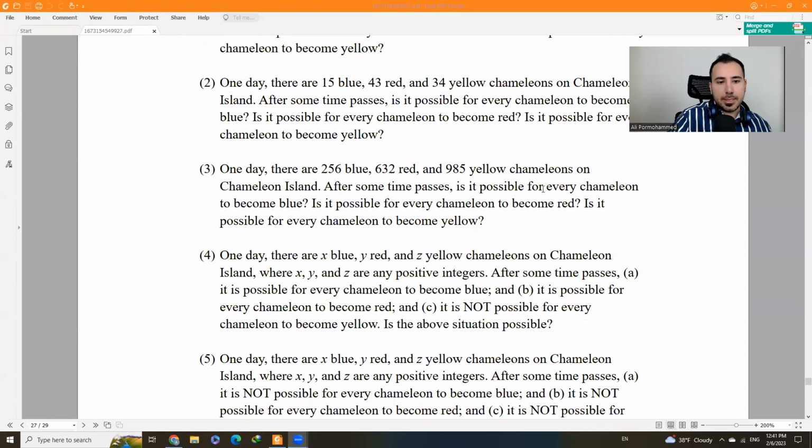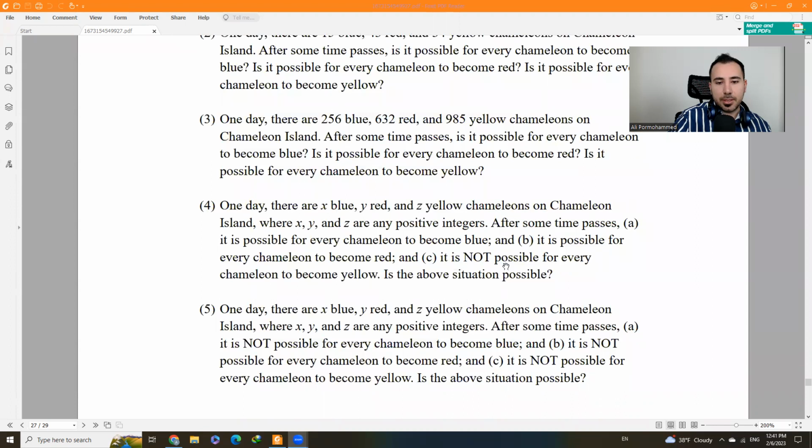Okay, so basically, that's the general rule. I'm not going to do it. You're going to do it yourself. These questions. So basically for this one, if you want to know if it's blue, you subtract these two numbers, the big number minus the smaller number. If this number can be divided by 3, is divisible by 3, the answer would be yes, all of them can be blue.